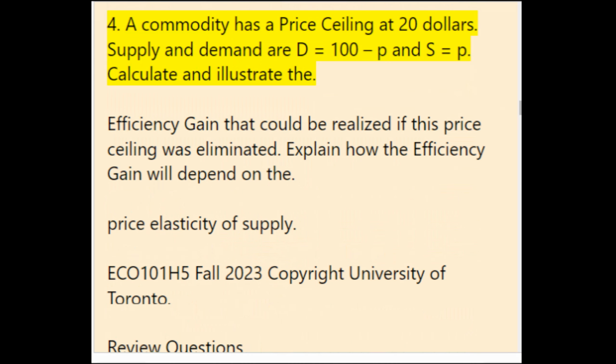4. A commodity has a price ceiling at $20. Supply and demand are D = 100 - P and S = P. Calculate and illustrate the efficiency gain that could be realized if this price ceiling was eliminated. Explain how the efficiency gain will depend on the price elasticity of supply.